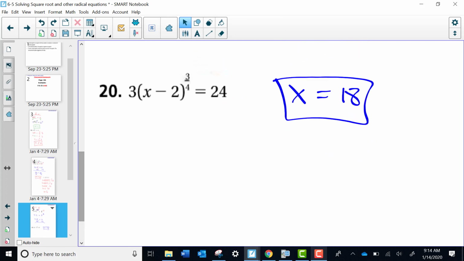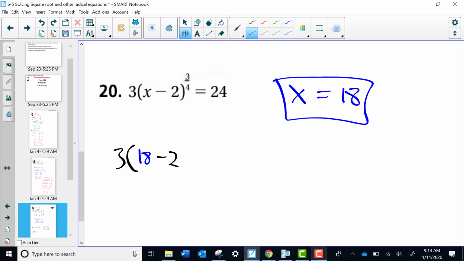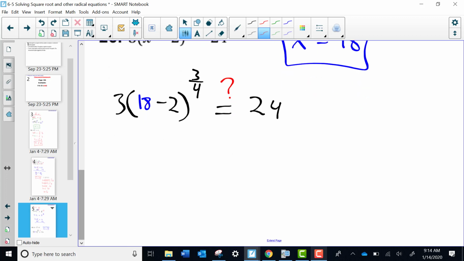So when we check, we just substitute 18 for x. We have 3 times 18 minus 2 raised to the 3/4 power. Does that equal 24? We'll see. 18 minus 2 is 16. 3 times 16 raised to the 3/4.